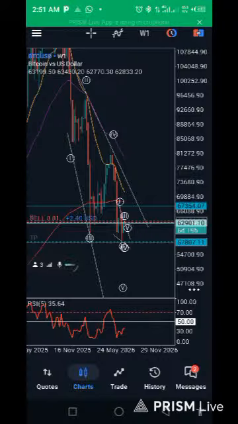Then after wave 3, there will be a reversal. A wave 4 is going to happen. Wave 4 is always a short wave, and it takes time. It's always slow because it does a lot of consolidation.